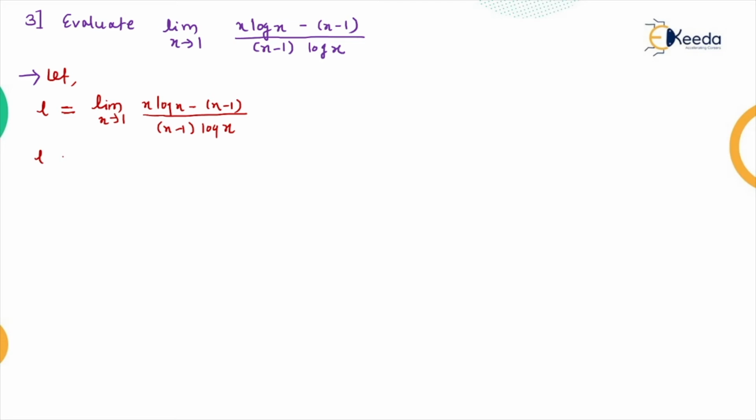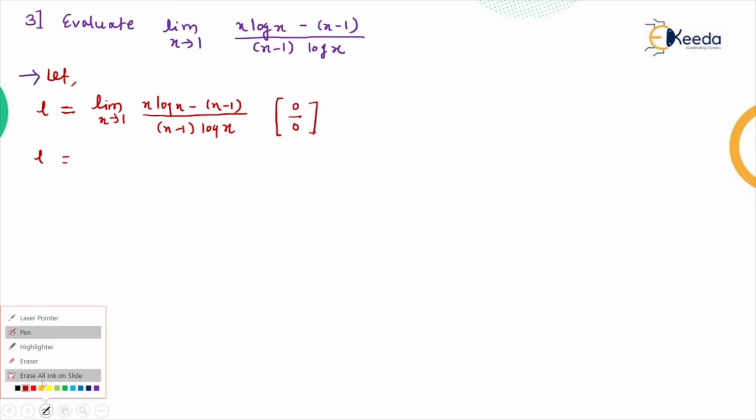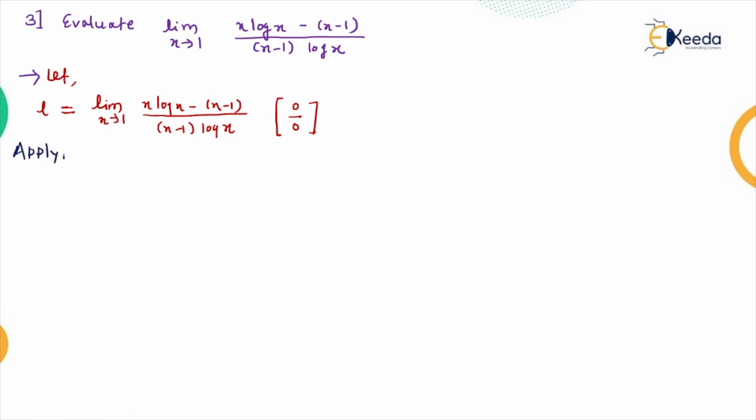So therefore L is equal to, you check guys, is it 0 by 0 form? Clearly you get that it is 0 by 0 form, and if it is 0 by 0 form, you have to directly apply the L'Hospital rule, guys. So I am writing here, applying L'Hospital rule.